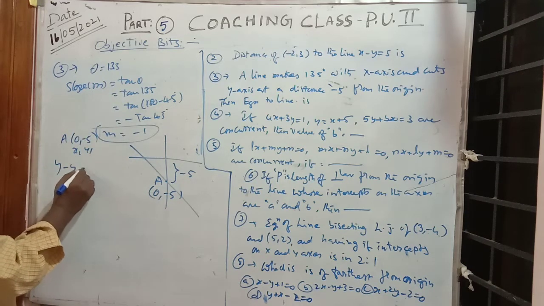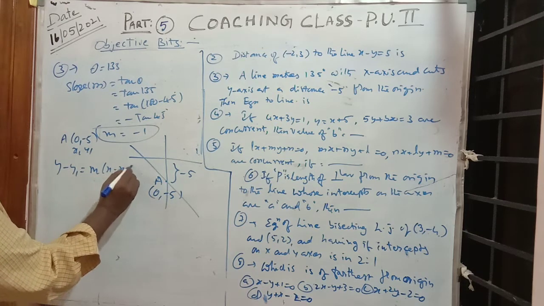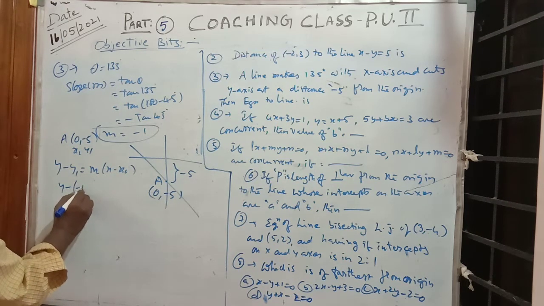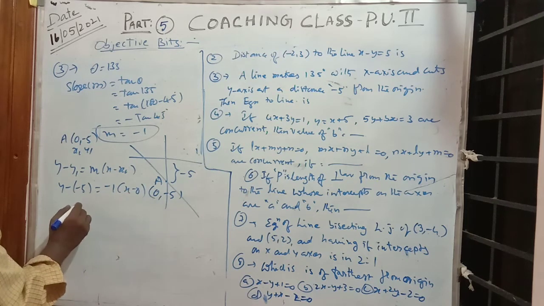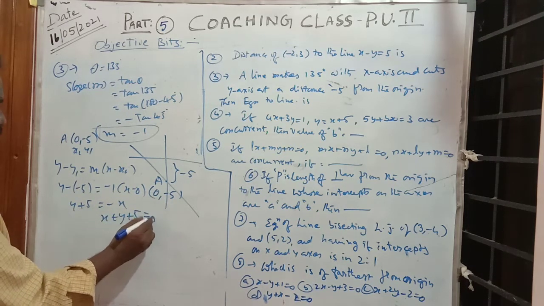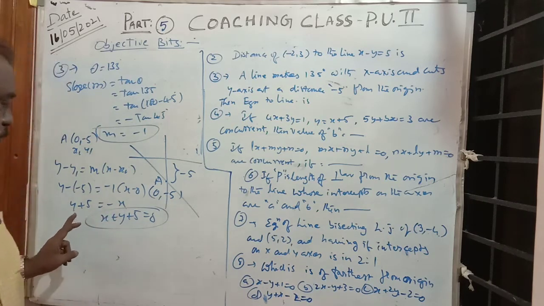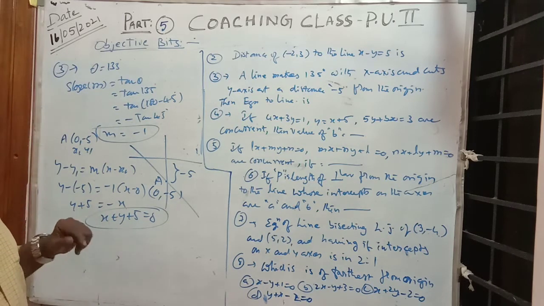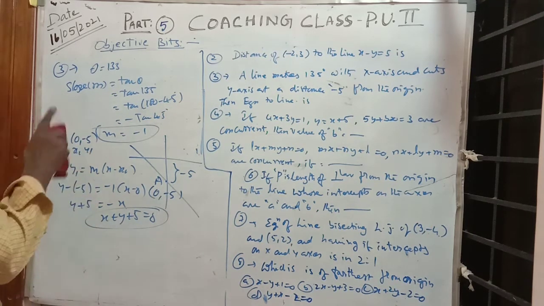So the equation of the line is y - y1 = m(x - x1). y - (-5) = m, which is -1, times (x - 0). So -x = y + 5. So x + y + 5 = 0. Okay, minus x to this side. x + y + 5 = 0 is the required equation. Is it clear? Yeah.